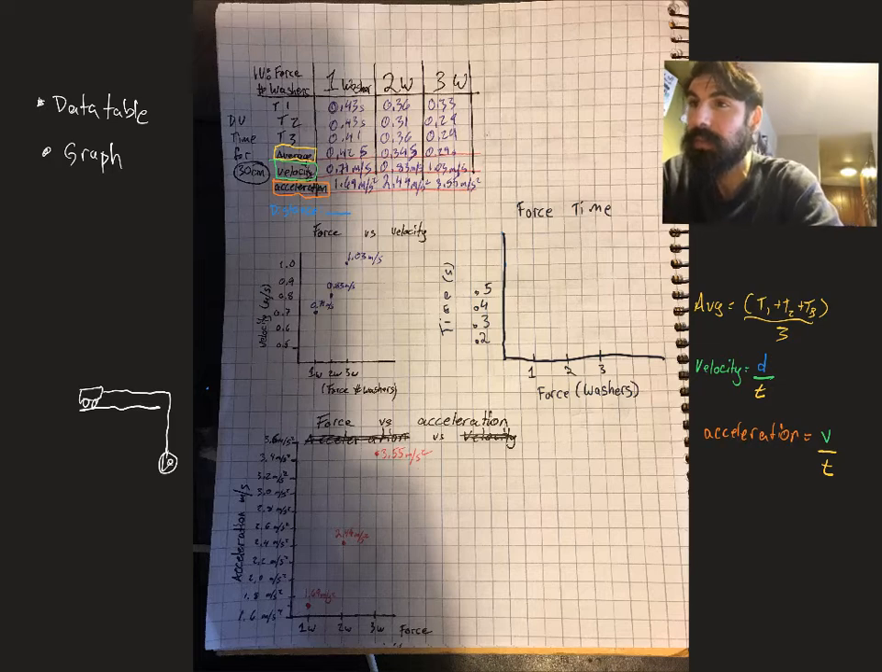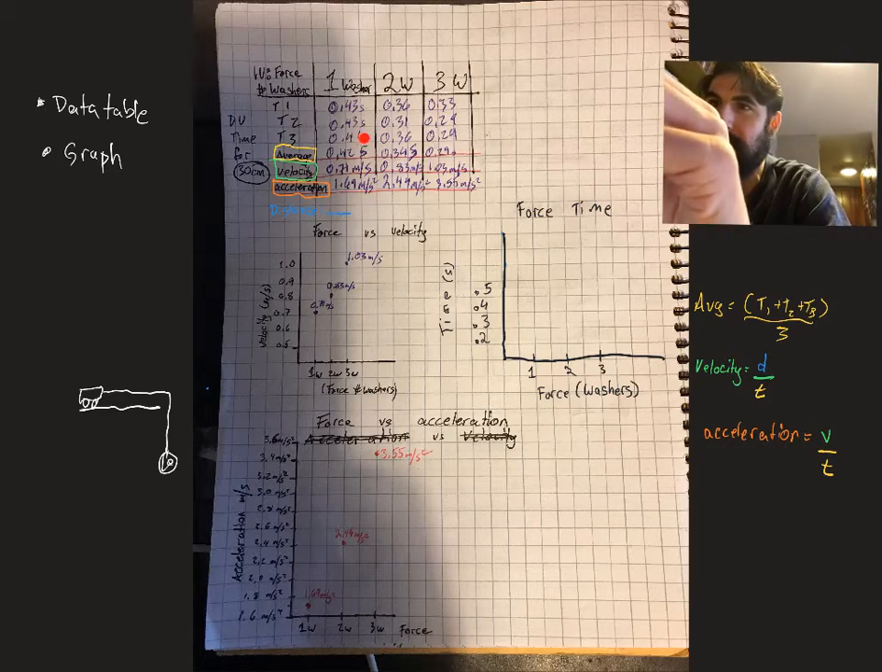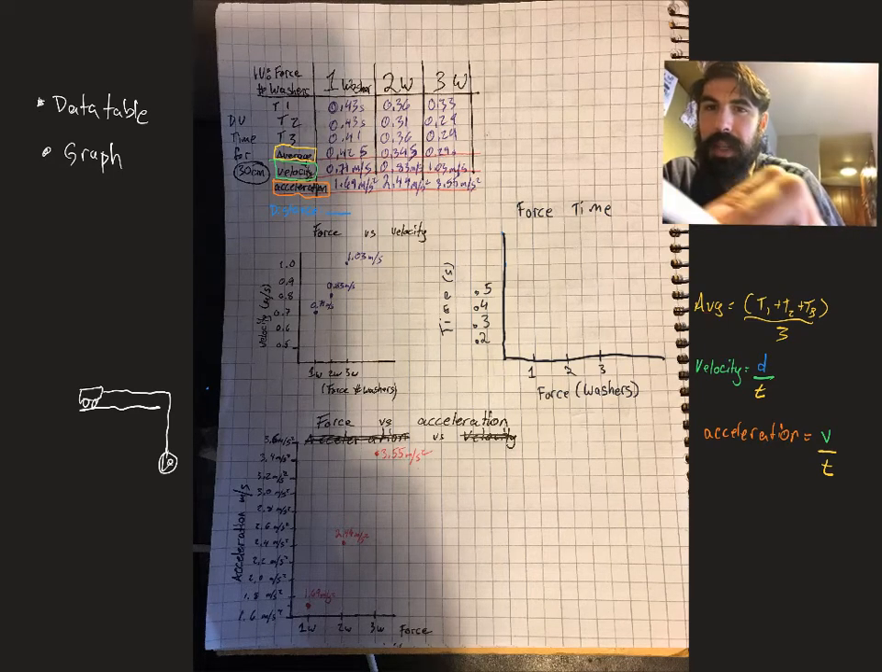So, in your data table, you've got force, 1 washer, 2 washers, 3 washers, and you measure the time. Do a bunch of trials. I'm pretty good at this, and even I couldn't get the same answer twice. So I'm going to take an average. To calculate the average, I add up all 3 trials and divide by 3. So that's plus, plus, plus. I get that total, then divide by 3. Give me my average time in seconds.